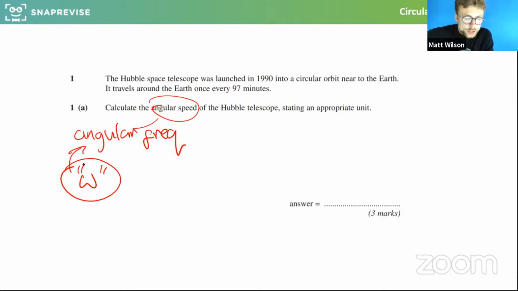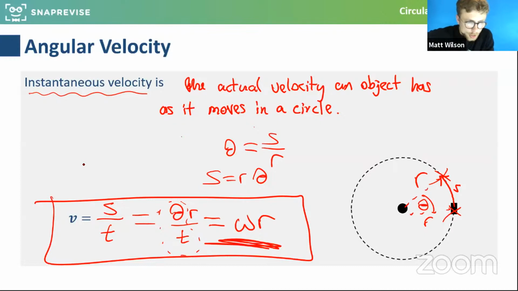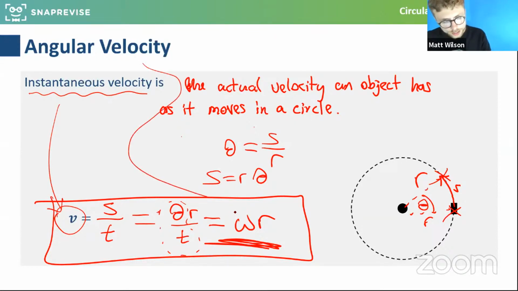So just one thing to repeat then on this last part. What we found here was the instantaneous velocity, and it was equal to r times the angular velocity. That's the main takeaway of that page.